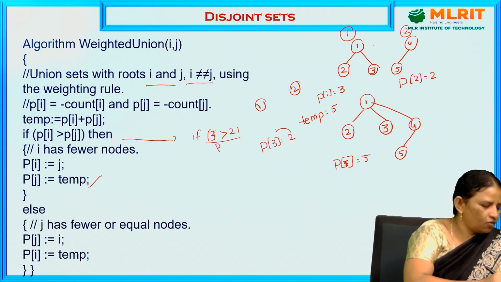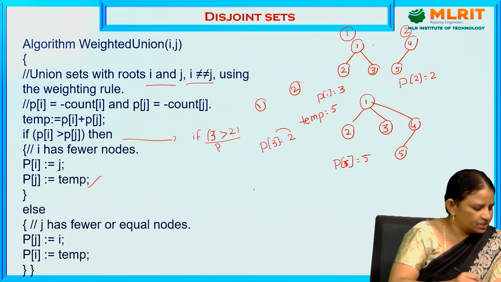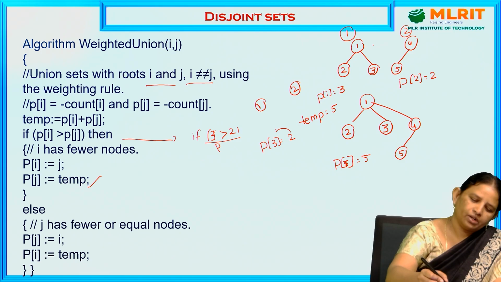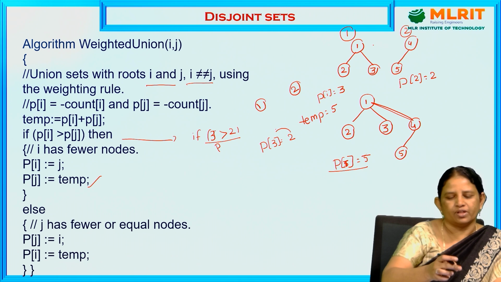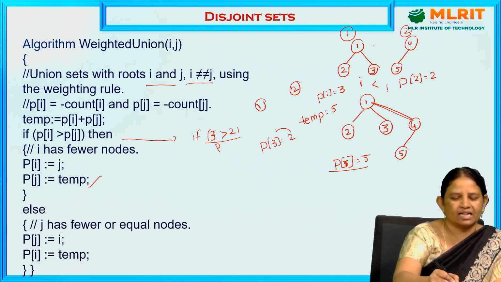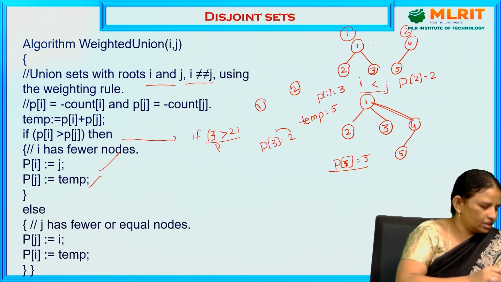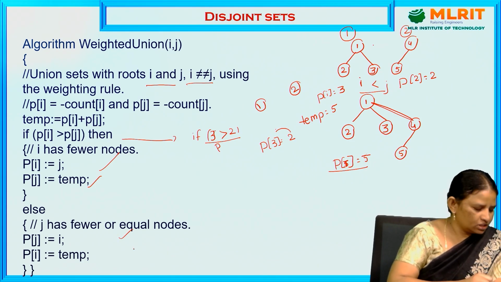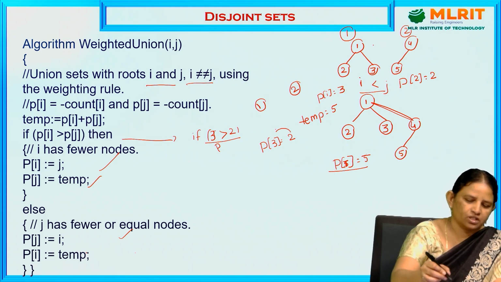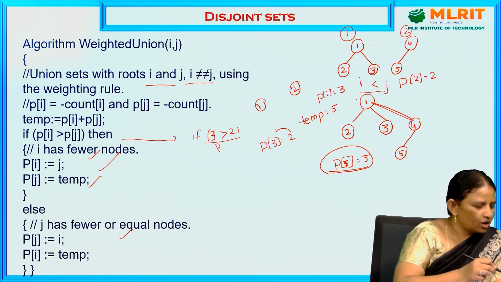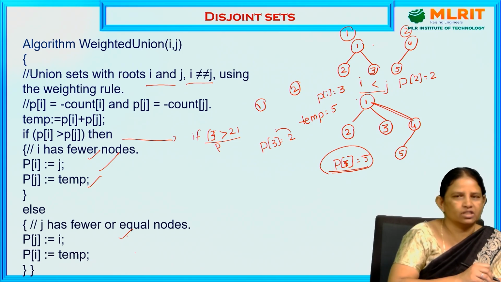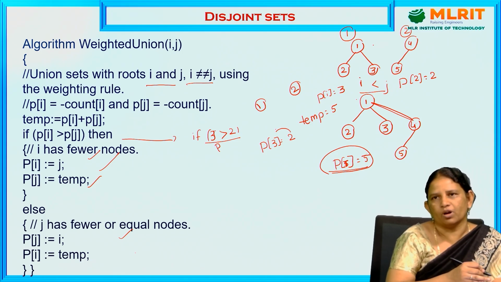Temp consists of 5. Suppose j has fewer nodes, that means the parent of j. Same thing: when we add nodes, the total count is incremented. If the number of nodes in i is less than in j, follow this condition. If j has fewer nodes, follow the other condition. I has more nodes, j has fewer nodes, we follow the second condition. The parent of j is 1, and the total value is stored in the total count. So if i is greater than j, the condition is true and we follow the first condition, otherwise we go for the second condition, depending upon the number of nodes.